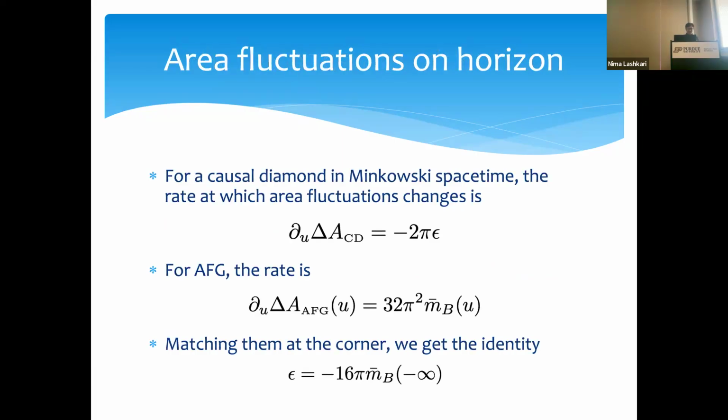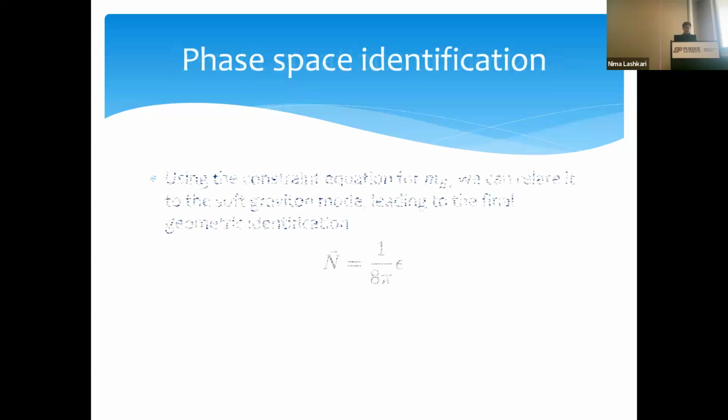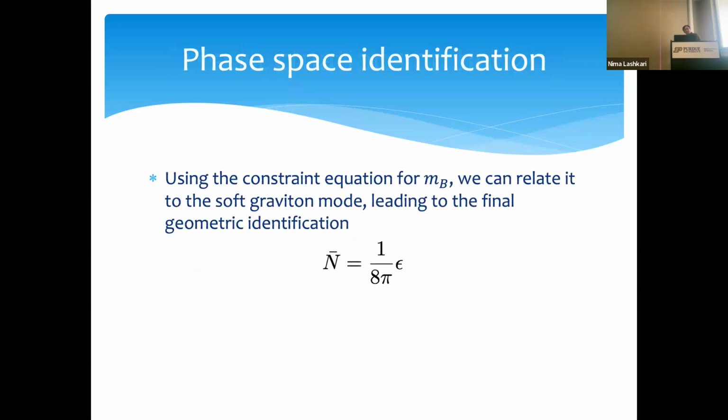Okay, great. So we have an identification between length fluctuations and the Bondi mass aspect. But we ultimately want to identify the soft graviton mode with the length fluctuation. And we can do that because we have a constraint equation that relates the rate of change of the Bondi mass aspect to the soft graviton mode. So at the end of the day, we are able to get a geometric identification between the two degrees of freedom in the phase spaces. Essentially, we should think about the soft graviton mode as corresponding to the length fluctuations.